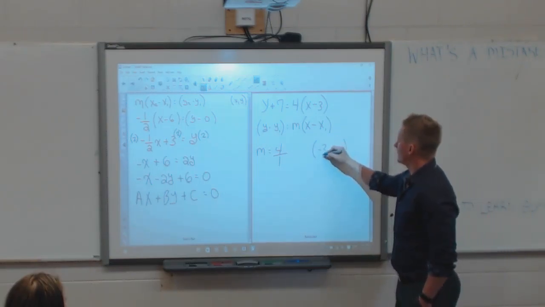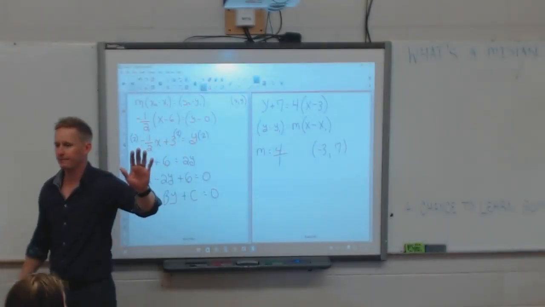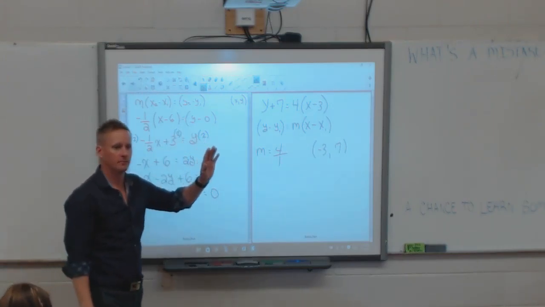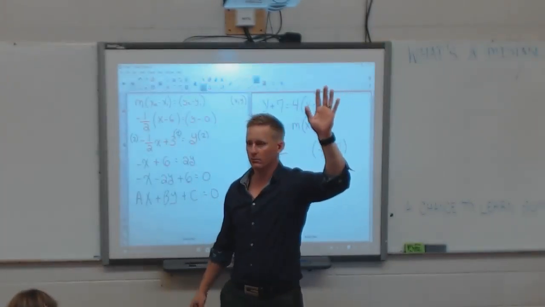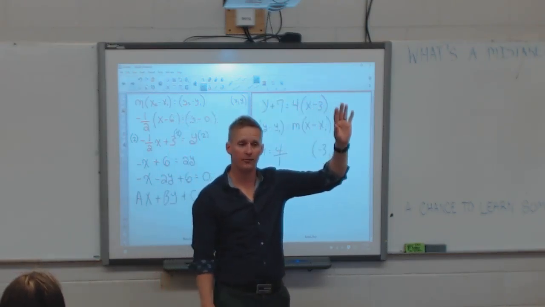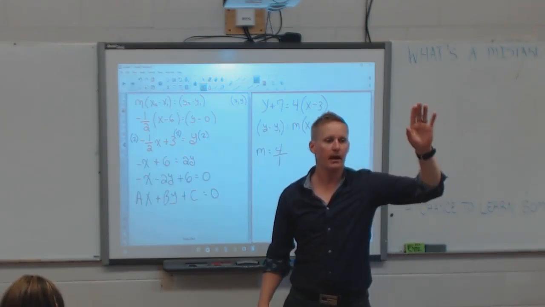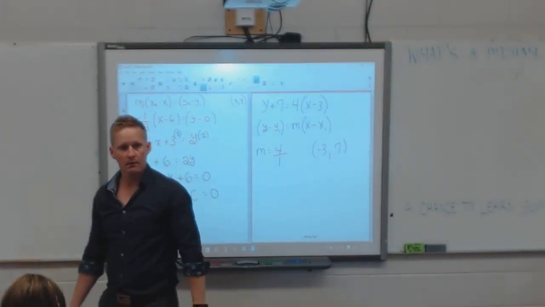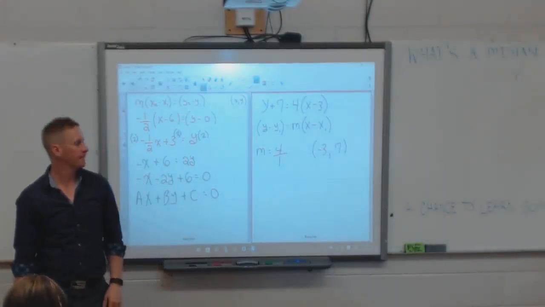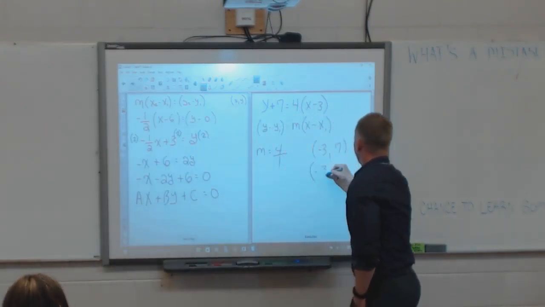You say -3 and +7. Agree or disagree? Who doesn't know? We're all confident in that? Anybody want to disagree? What do you got? Shouldn't it be -3 and -7? Because if you're going up 4.